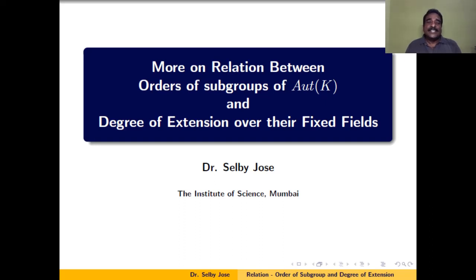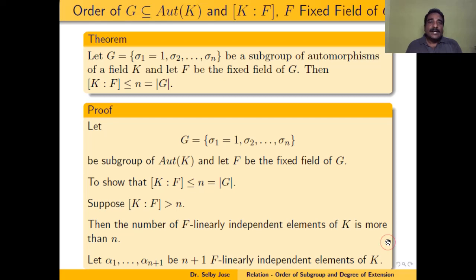Hi. In this session, we discuss more on the relationship between the order of subgroups of the automorphism group of a field K and the degree of extension of K over their fixed field. In the last session, we proved that if G is a subgroup of the automorphism group of a field K and if F is the fixed field of G, then the degree of extension of K over F is greater than or equal to n. That we proved in the last session. So in this session we prove the other inequality, namely the following.